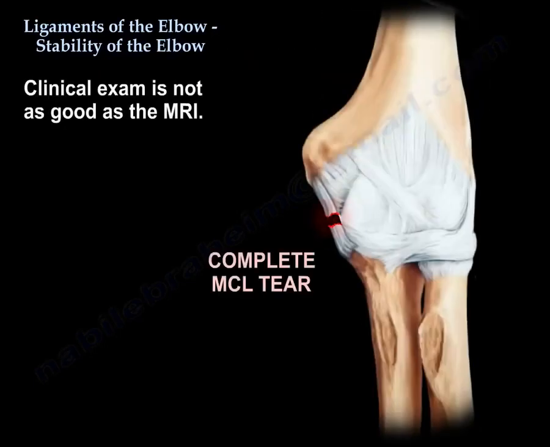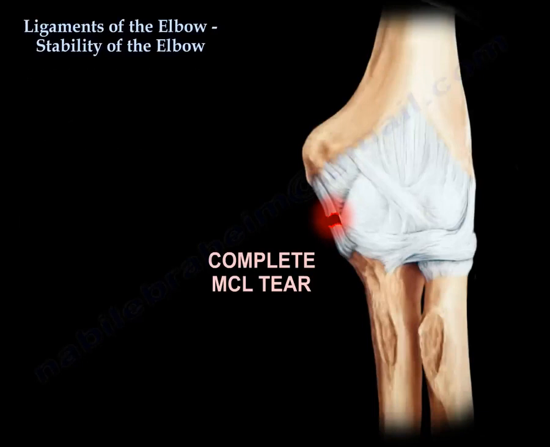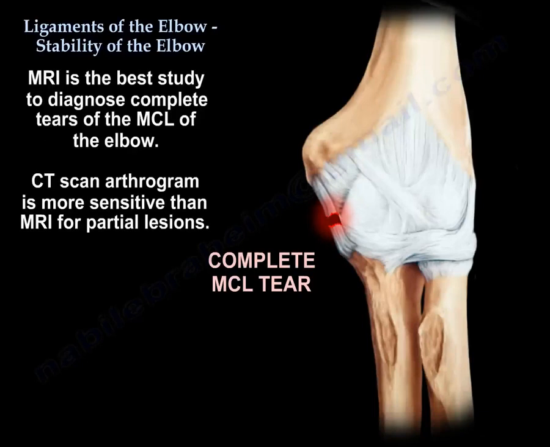For the MCL of the elbow, the clinical exam is not as good as the MRI. MRI is the best study to diagnose a complete tear of the MCL of the elbow. CT scan arthrogram is more sensitive than MRI for partial lesions.